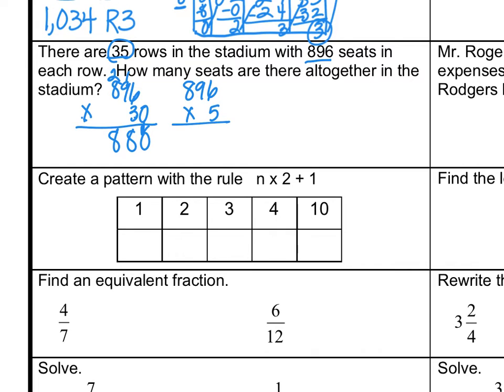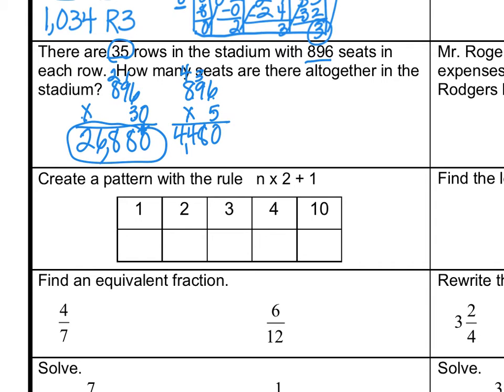3 times 8 is 24, plus 2 is 26. So this is our partial product. That's why this strategy is called partial product. We get part of our answers, then we add up the parts. Okay, 5 times 6 is 30. 5 times 9 is 45, plus 3 is 48. 5 times 8 is 40, plus 4 is 44.